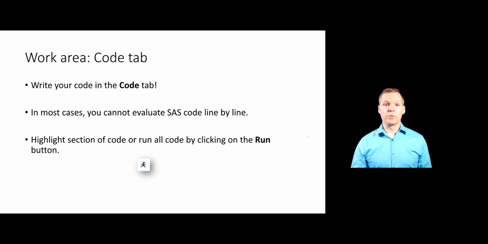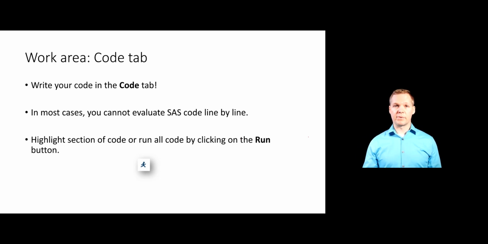Okay, so now let's go through and recap some of those things that we saw in our last video. So the code tab, whenever you open a new program, is of course where you're going to write your code. And what happens in SAS is that you can't usually run your code line by line and get something meaningful out. Usually what you need to do is submit code in SAS steps, so one step at a time. And again, when you're writing your code, you can submit it using that running man or by default F3.